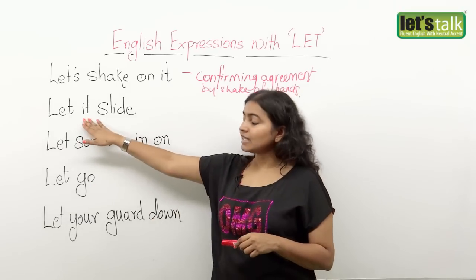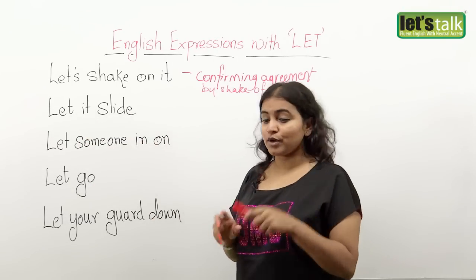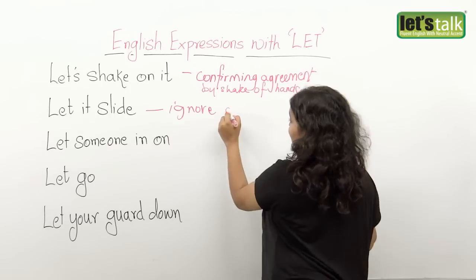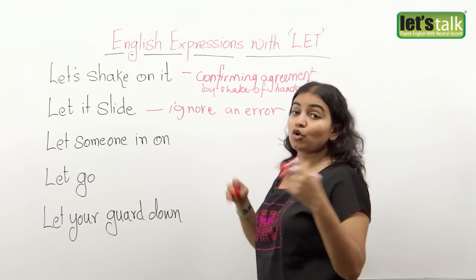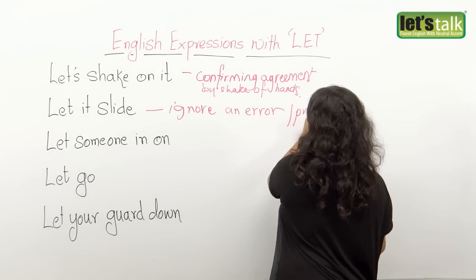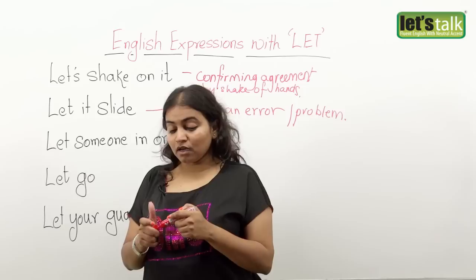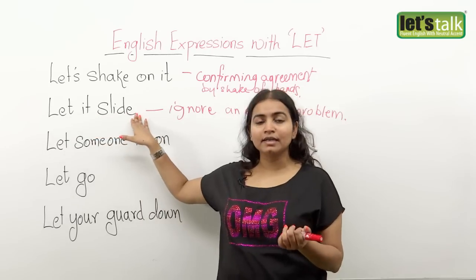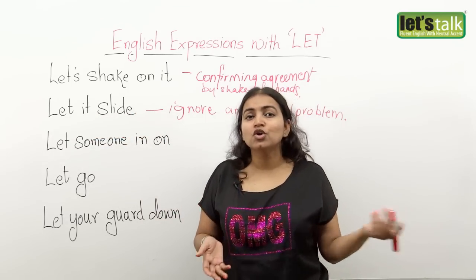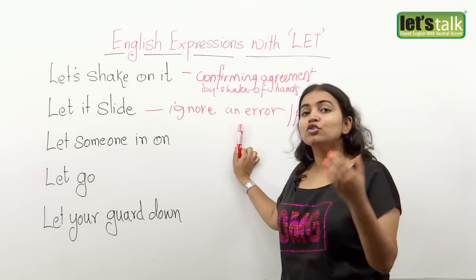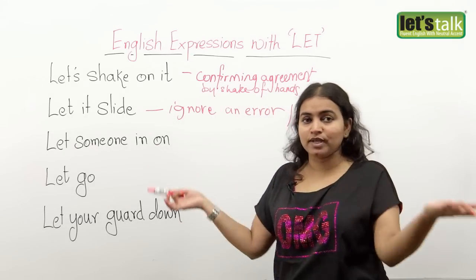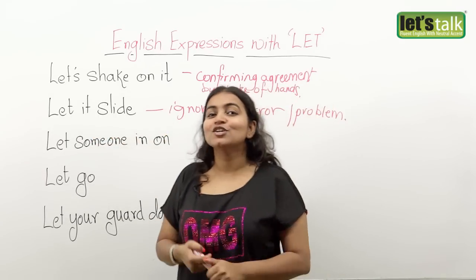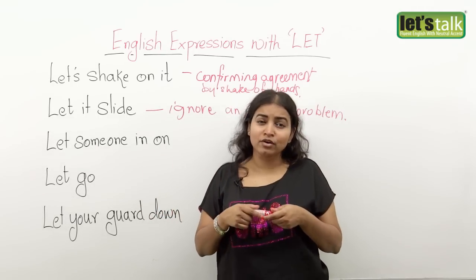The next one is let it slide. Okay, let it slide is an expression used when you choose to ignore an error or someone's mistake, or when you choose to ignore a problem. So you can say something like, one of the employees was coming late every day, but we let it slide because we had more important matters to attend to. So you chose to ignore that person's error. You chose to ignore a potential problem for whatever reasons, because you probably had some other things to attend to.